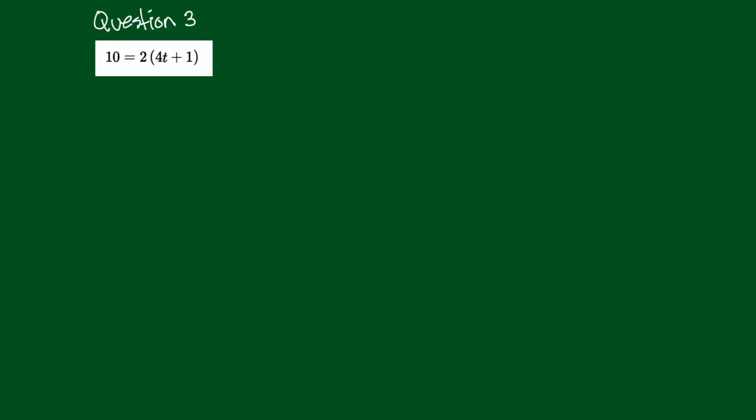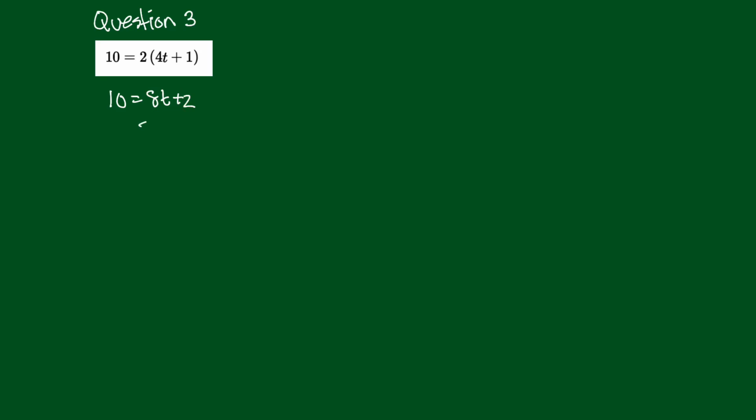So let's do that. I'll multiply through. 2 times 4t, so I'll write 10 equals 2 times 4t is 8t, and then plus 2 times 1 is 2. Now, I want to solve for t, so whatever's been done to the t, I'll undo it. The t has been multiplied by 8, and then 2 was added. So to undo that, let's subtract 2.